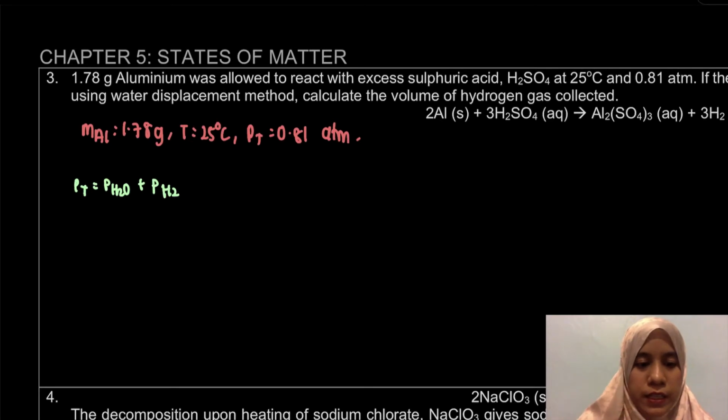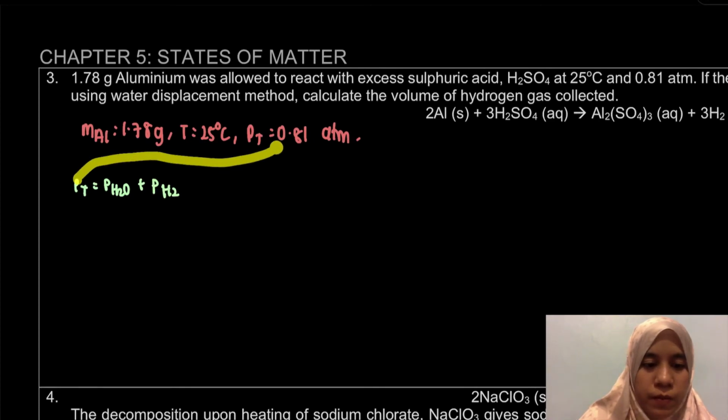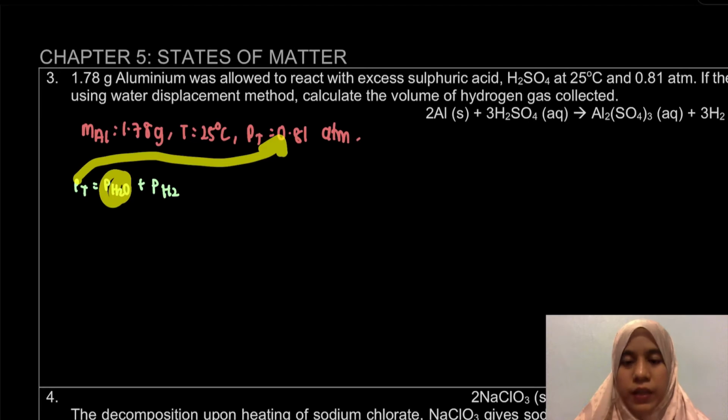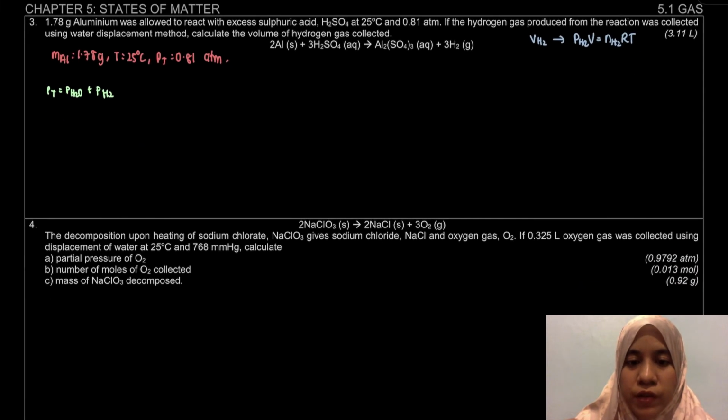Okay, kalau kat sini tadi nak kata cari pressure of H2 kita kan. So pressure of H2 kita ni is our unknown. Okay, tapi dekat sini pressure total 0.81. Tapi dari mana nak tahu pressure of water? Okay, tengok. Sebab temperature dia 25 degree Celsius.